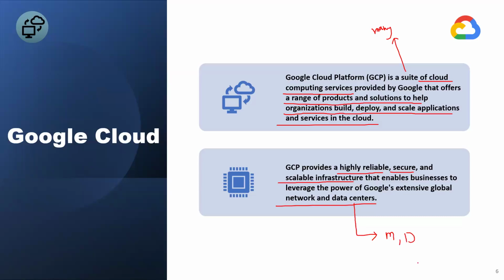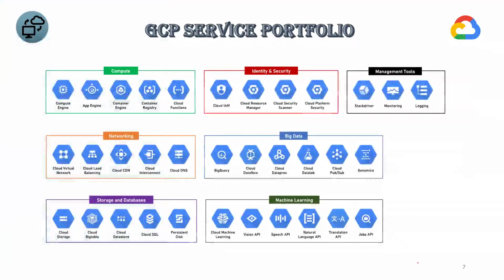Okay, so this is what Google Cloud Platform is, sir. Google Cloud Platform provides you the cloud computing services for companies to build their application, deploy their application, or scale their applications and services in the cloud. It is highly reliable, highly secure, and provides scalable infrastructure, and it has its own data centers throughout the world. In India also we have data centers in Mumbai and Delhi. Sir, can you tell me what services it is providing you? Can you show me a few services so that we get some idea? These are the services here, sir.